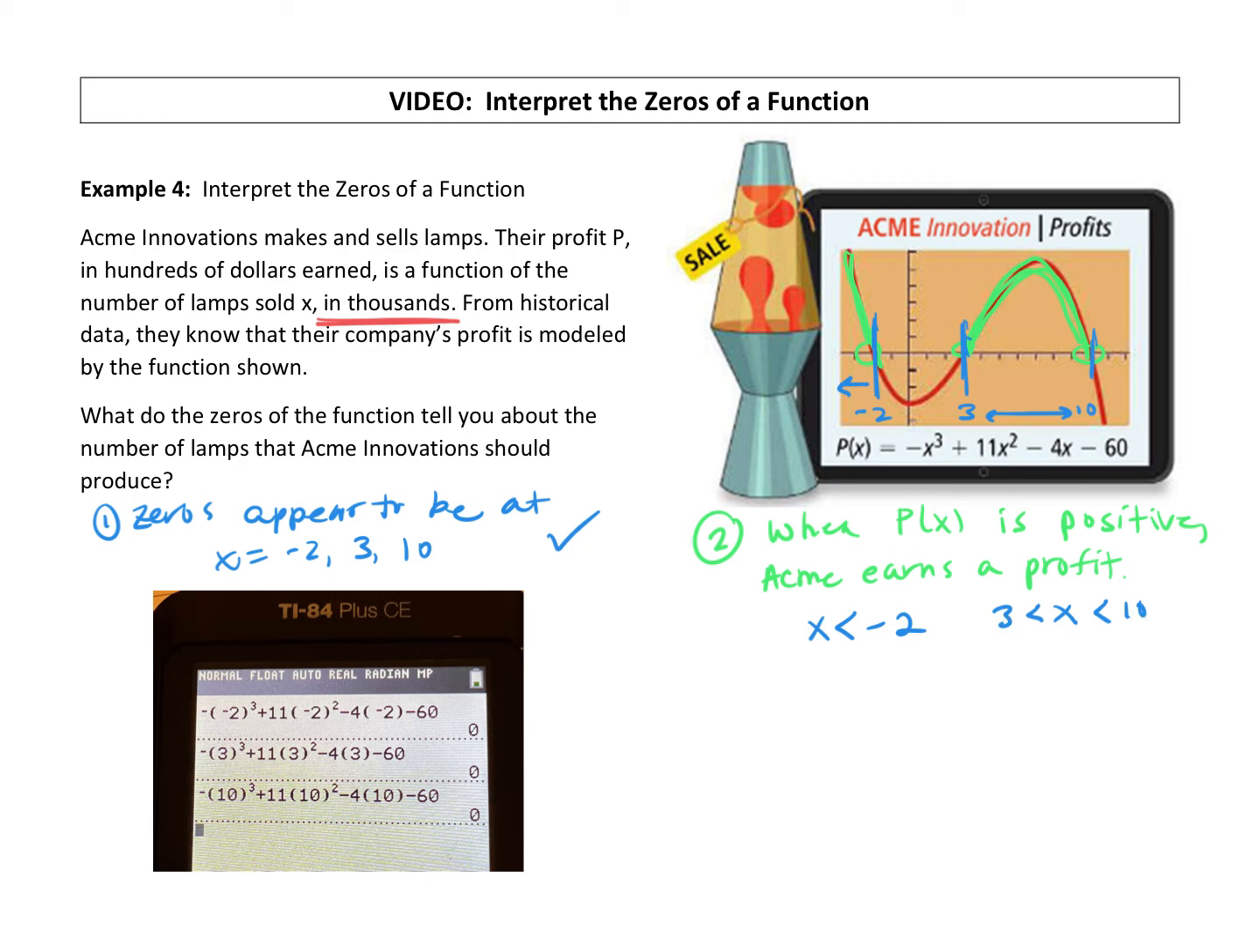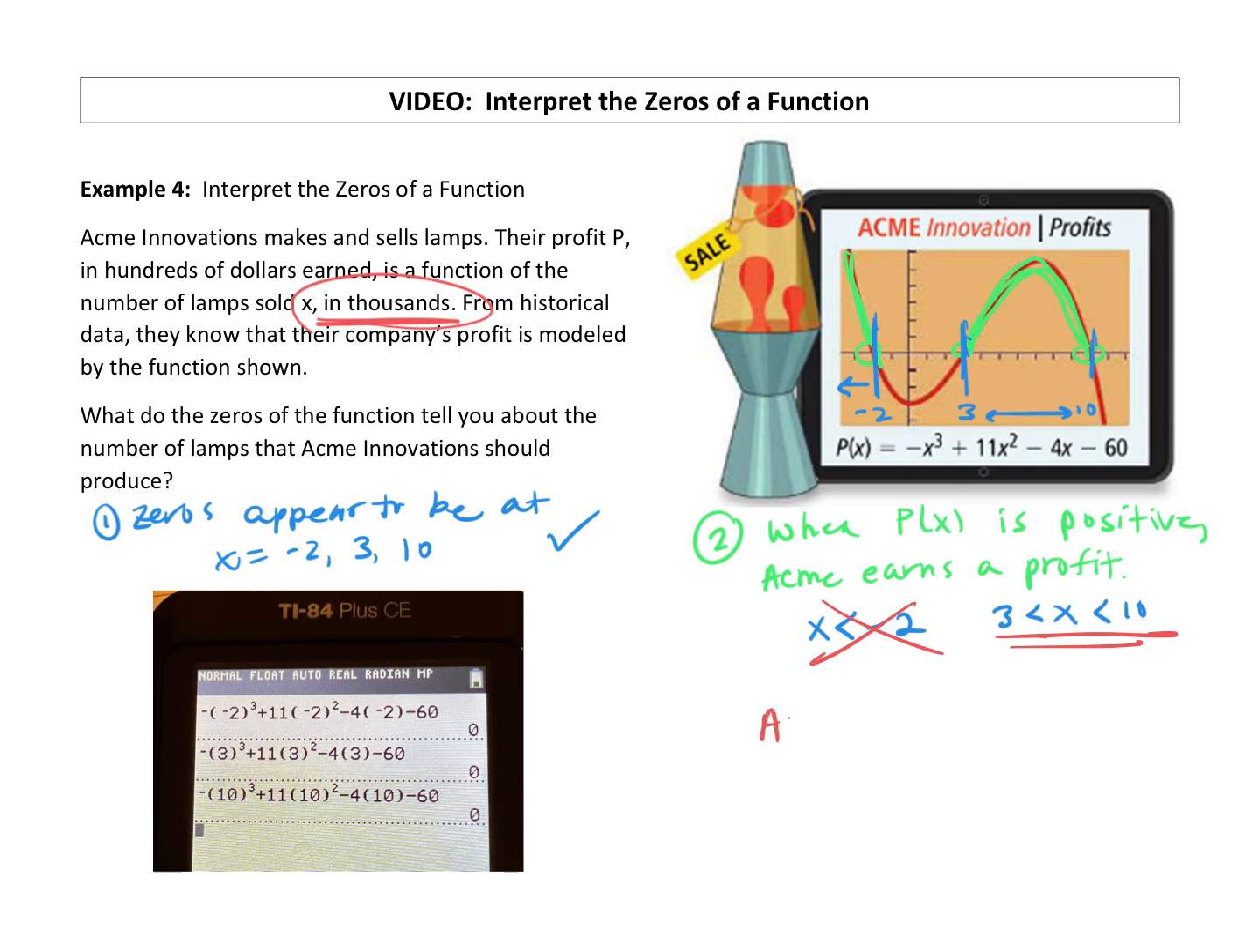All right, because x is representing the number of lamps sold, even though mathematically this is a positive interval, it really doesn't apply to this situation because you can't make a negative number of lamps. So really, this is the interval of when the profit is positive that we can use. So the number of lamps need to be between 3 and 10, but remember that's in thousands.